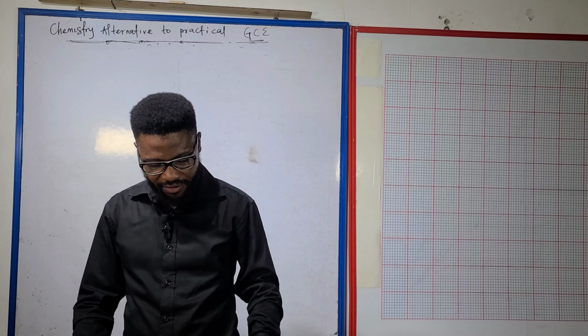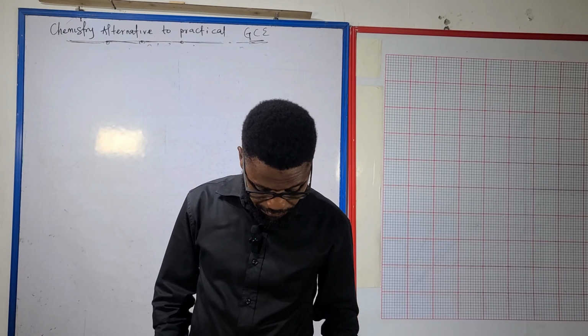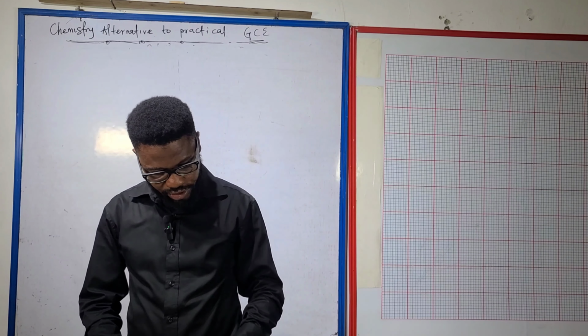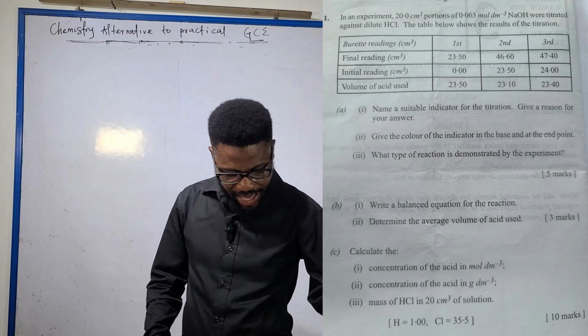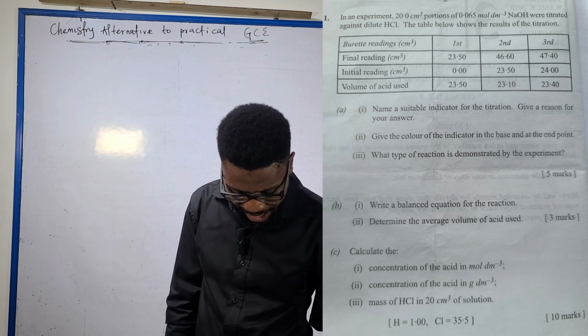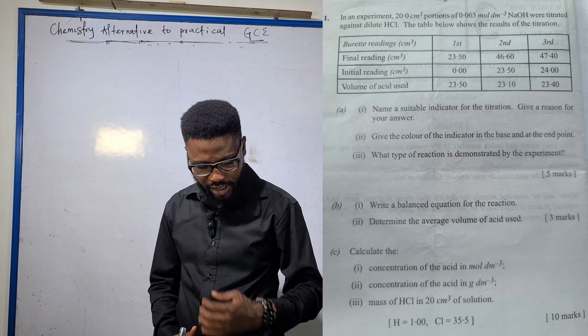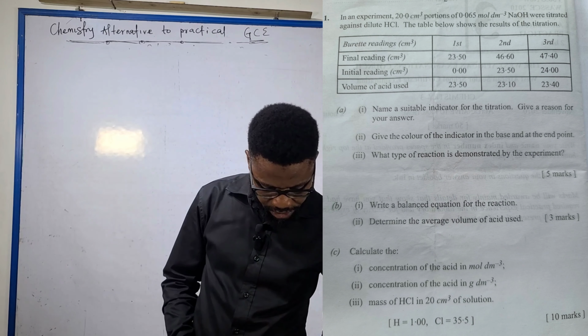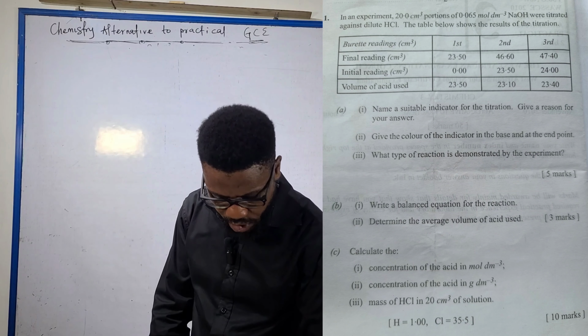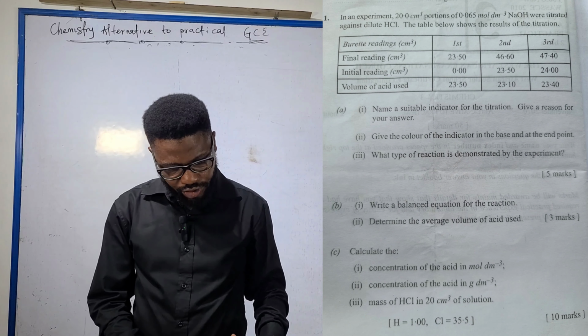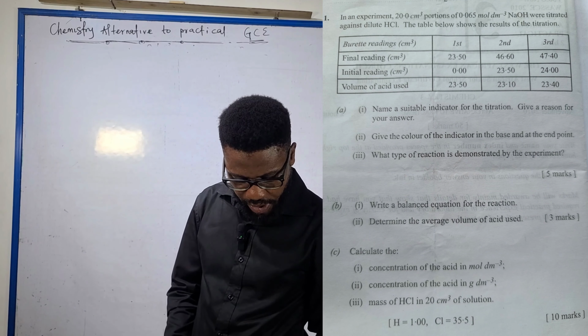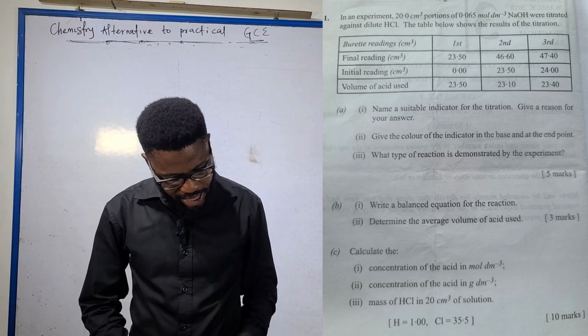Okay, moving on, we have another probable question for you. As you can see on your screen, you have a titration table, and the first question we've been asked here is for us to name a suitable indicator for this titration. This titration is actually between a strong acid and a strong base, sodium hydroxide and HCl.